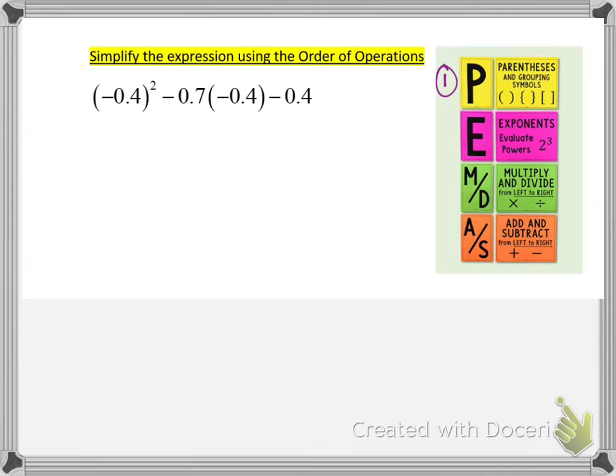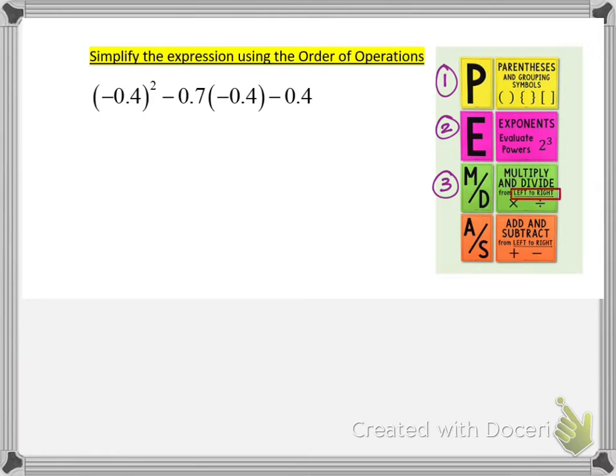So you look for any parentheses or other grouping symbols and you perform the operations that are inside of those parentheses. The next step is exponents. So if you see any exponents, you will evaluate the power of whatever exponent you see. Then step 3 is multiplication and division together.